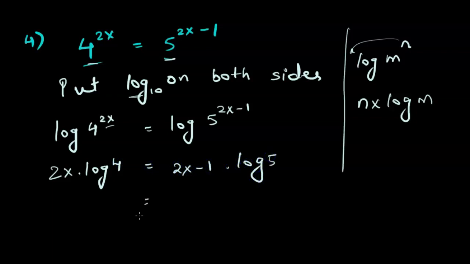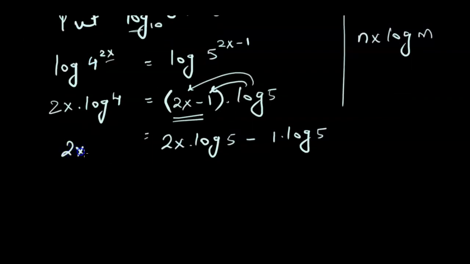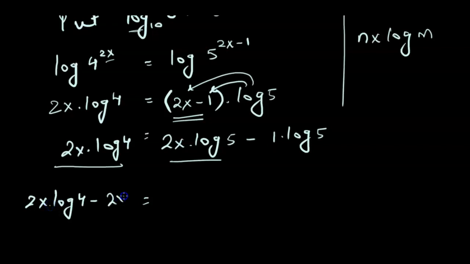Now we would just collect the like terms, but before doing that, we see there are two terms here that are being multiplied by log. So we would first use the distributive property to expand it. Basically we got 2x times log 5 minus 1 times log 5, which is log 5. This side of the equal to sign already has 2x times log 4. Now we can collect the like terms. We can bring this together, or we can bring this on this side and bring this here. It's up to us. So we would be doing 2x log 4 minus 2x times log 5 equal to minus log 5. This comes from here.